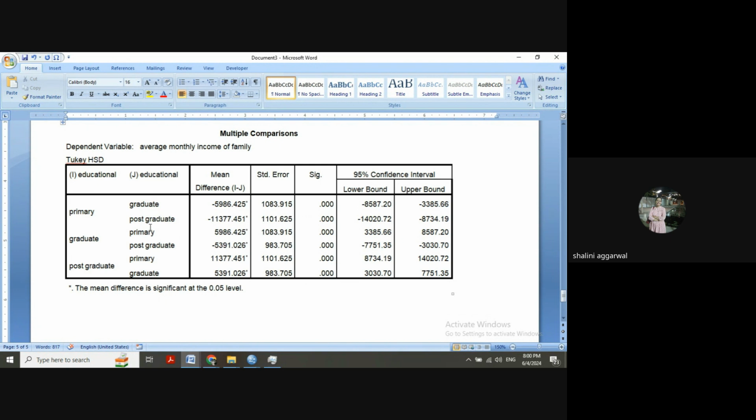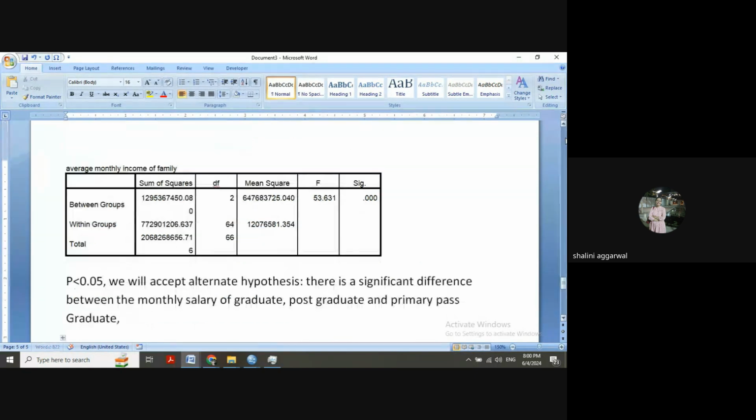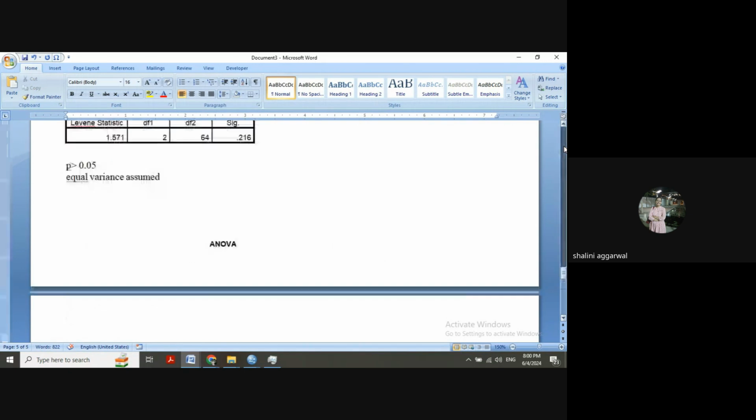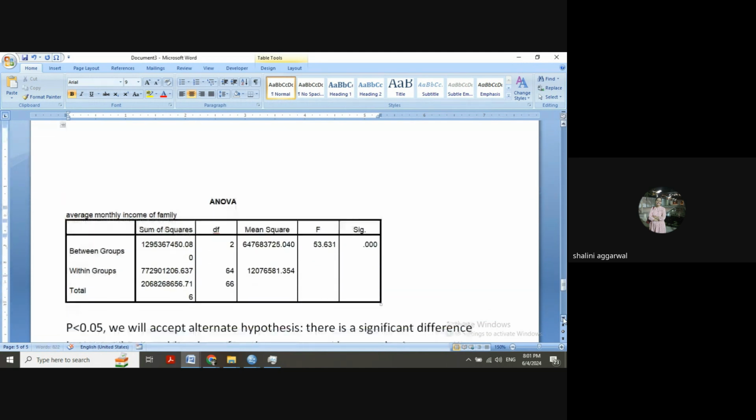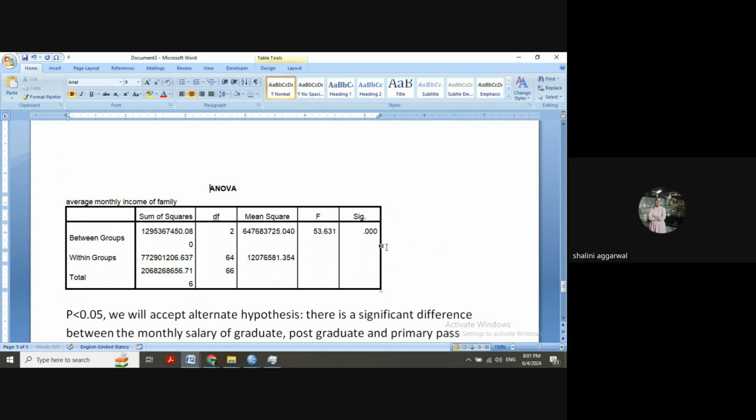So with the help of a post hoc test. What does a post hoc test do? Multiple comparison. Let me tell you one thing here: if you talk about only the ANOVA test, look at this ANOVA test. It is giving you a result in totality. So you are not able to understand which one is leading which.